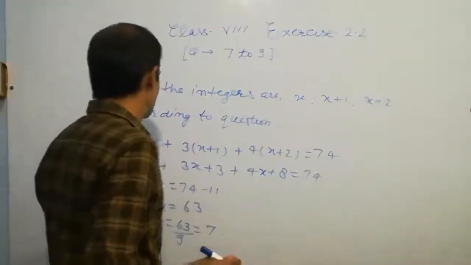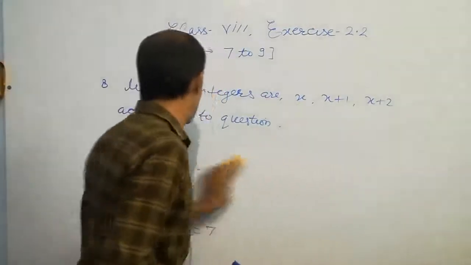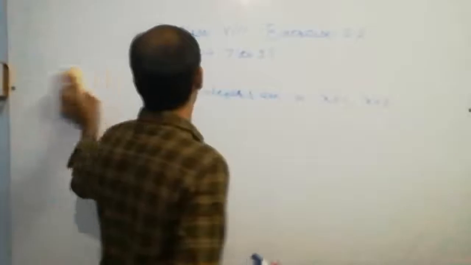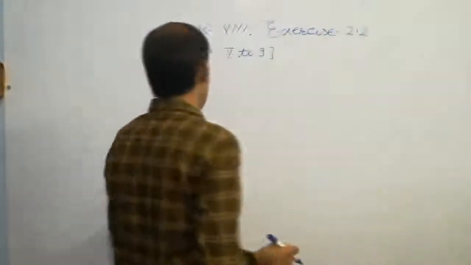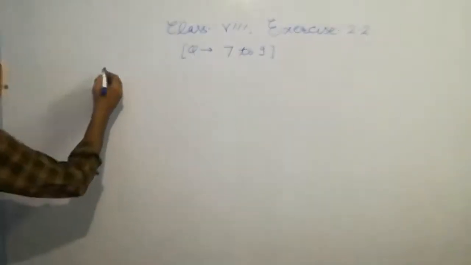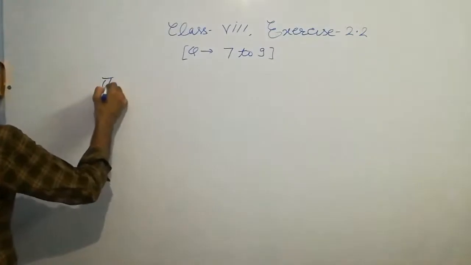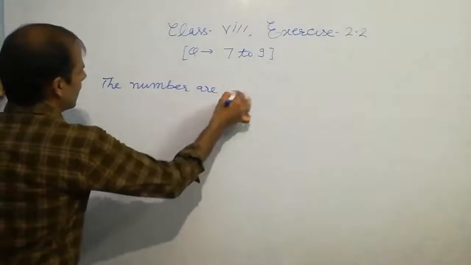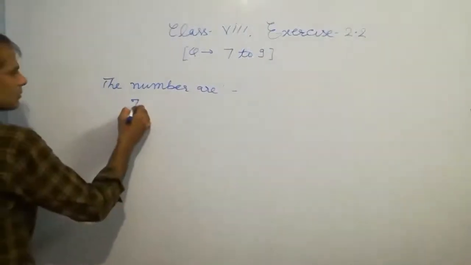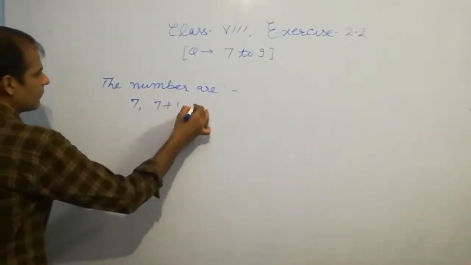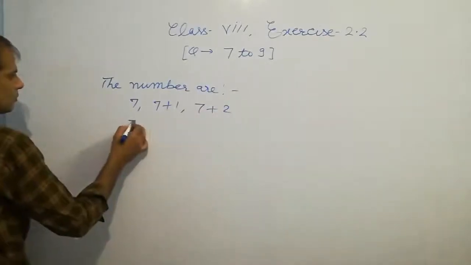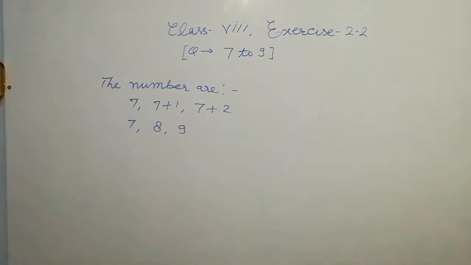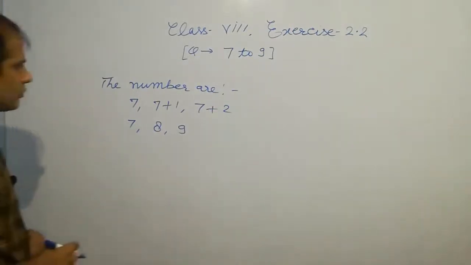Okay, remember the value of x, that is 7, and we write the numbers are, first is x, so it is 7, next is 7 plus 1, next is 7 plus 2, 7, 8 and 9. So these are the values. So it is the answer.